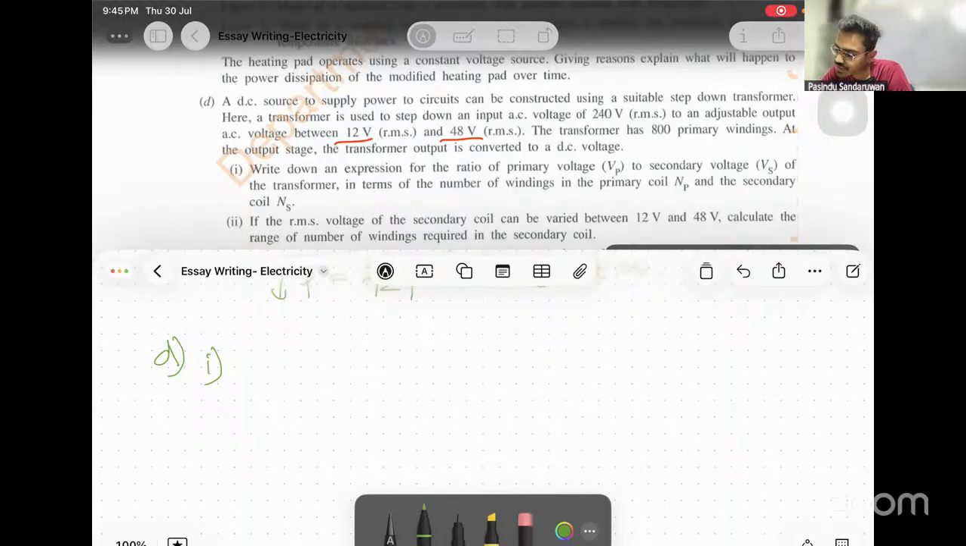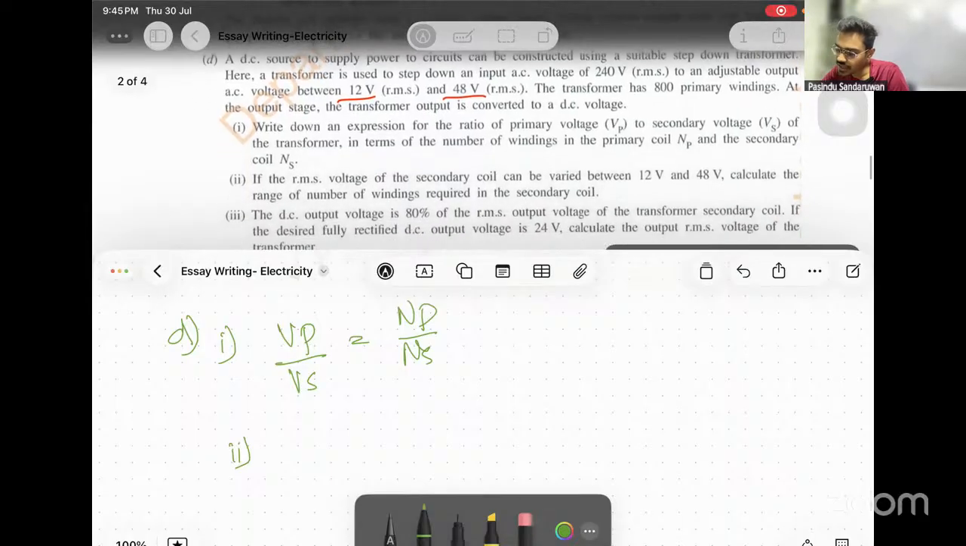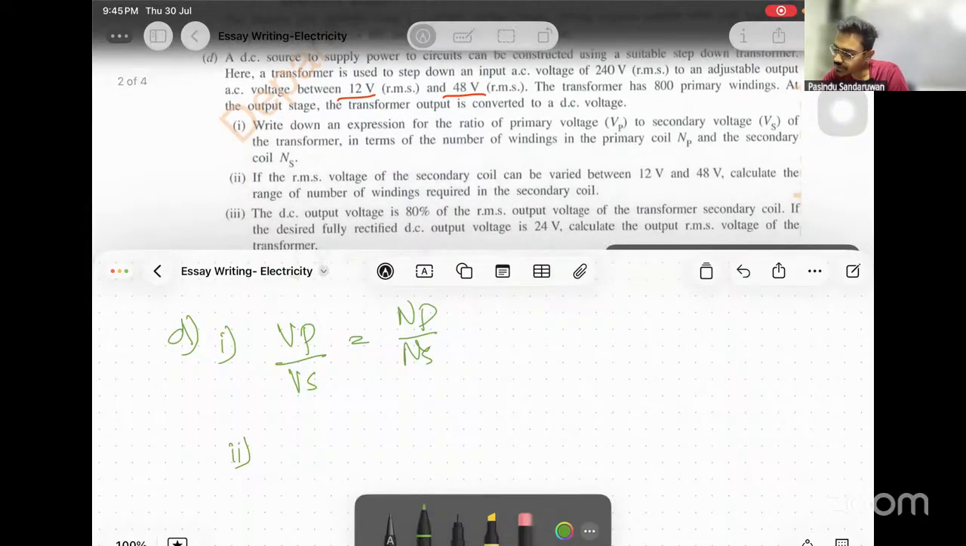Write down an expression for the ratio of primary voltage to secondary voltage of the transformer in terms of the number of windings in the primary and the secondary. That's the known equation: Vp over Vs equals Np over Ns. Second one: if the RMS voltage of the secondary coil can be varied between 12 volts and 48 volts, calculate the range of number of windings required for the coil.